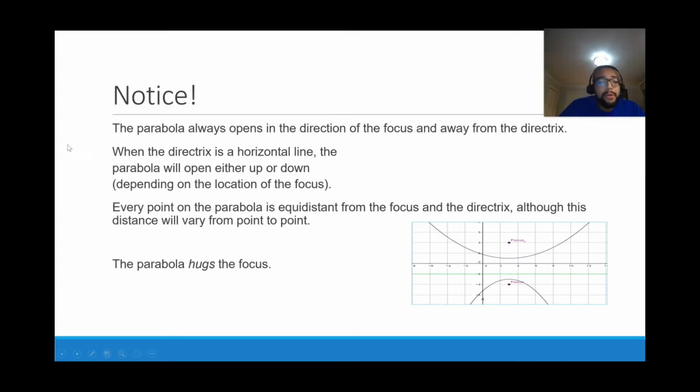So every point on the parabola is equidistant from the focus and the directrix. This is important because if we don't have equidistant, we don't have a parabola. I always use the term like the parabola hugs the focus. The parabola hugs the focus. That point focus is going to be on the inside of the parabola. It's like giving a hug, which is kind of like illegal nowadays.